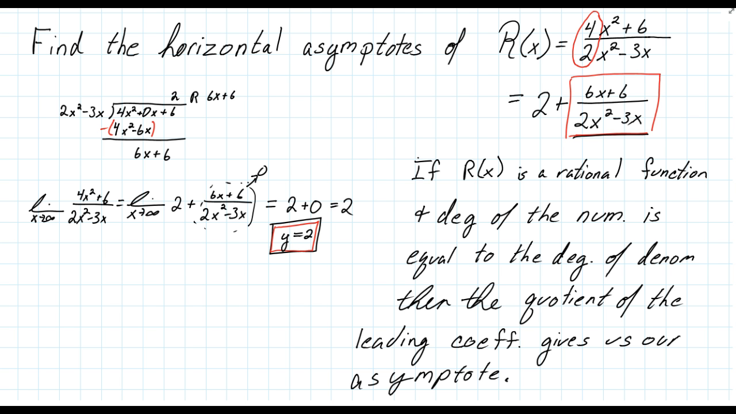Next, we'll talk about what happens when the degree of the numerator is 1 higher than the degree of the denominator.